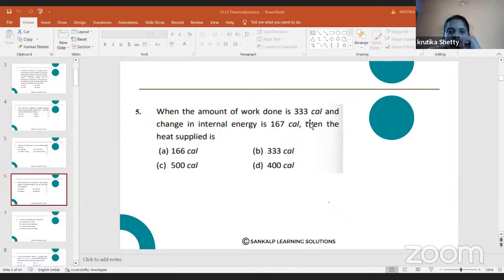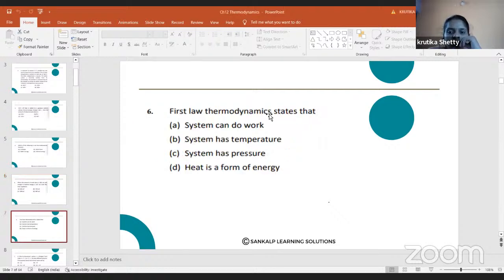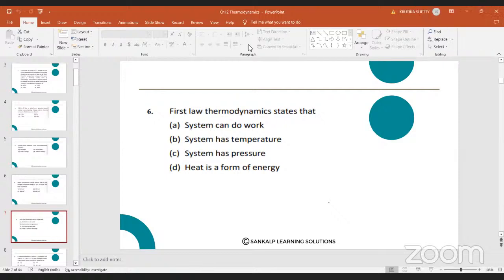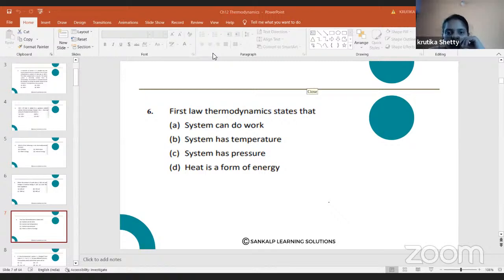The first law of thermodynamics states that, so first law of thermodynamics what does it define? That is, system can do work, system has temperature, system has pressure, heat is a form of energy. So what does the first law of thermodynamics define? Option A, ma'am. Option A is more appropriate or option D is more appropriate? Option D, ma'am. Option B. Option A. So, some are saying option A, some are saying option D.